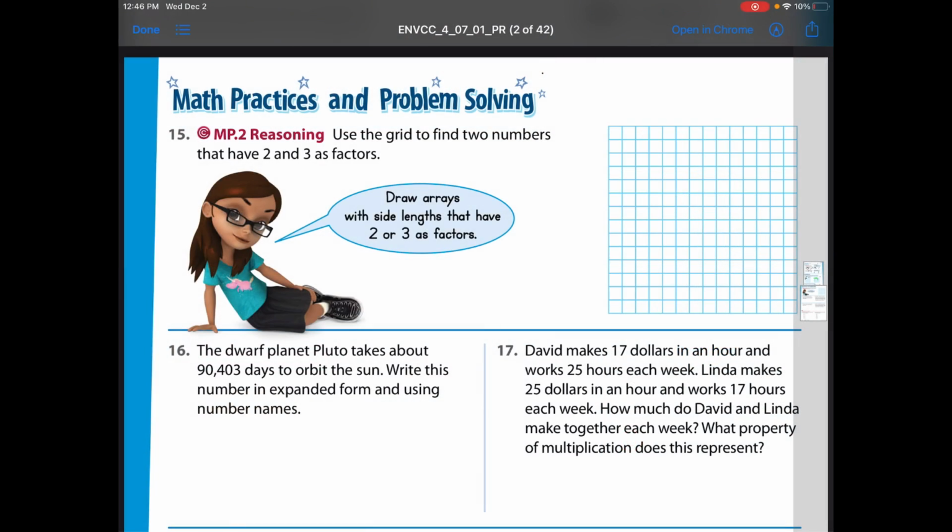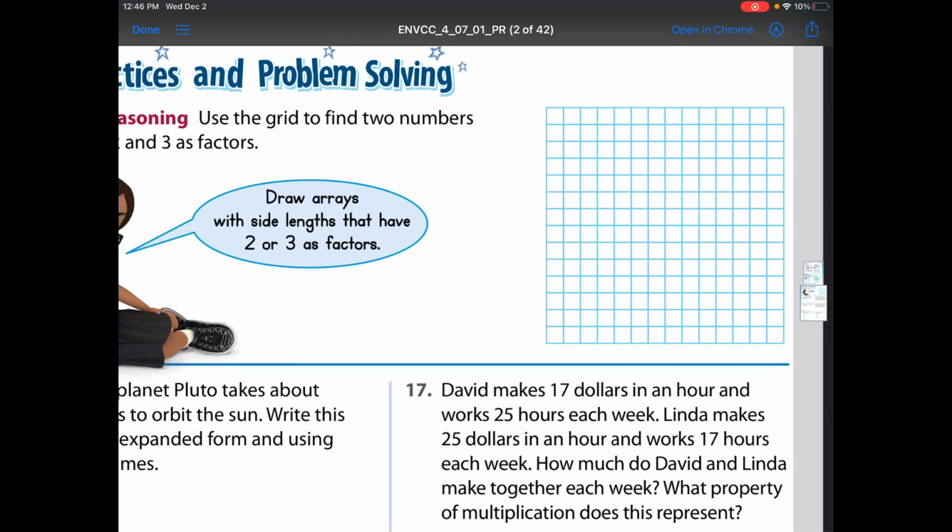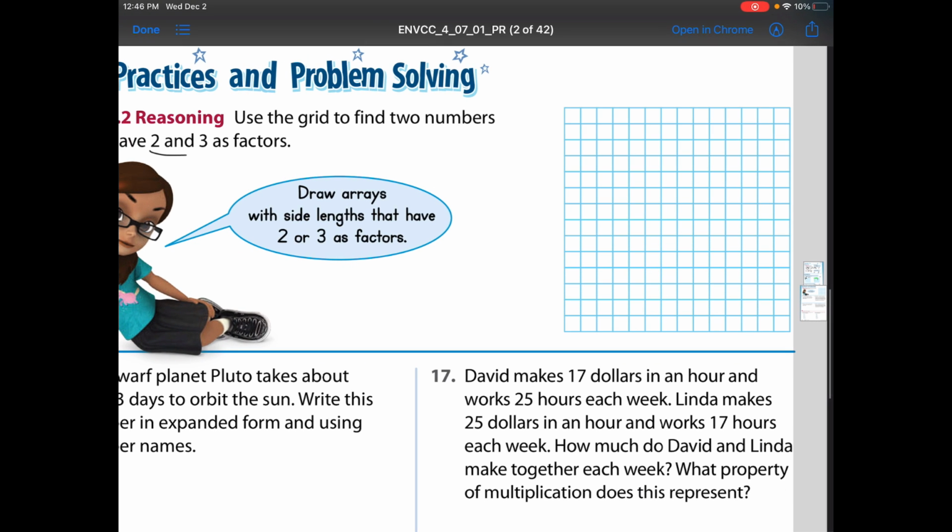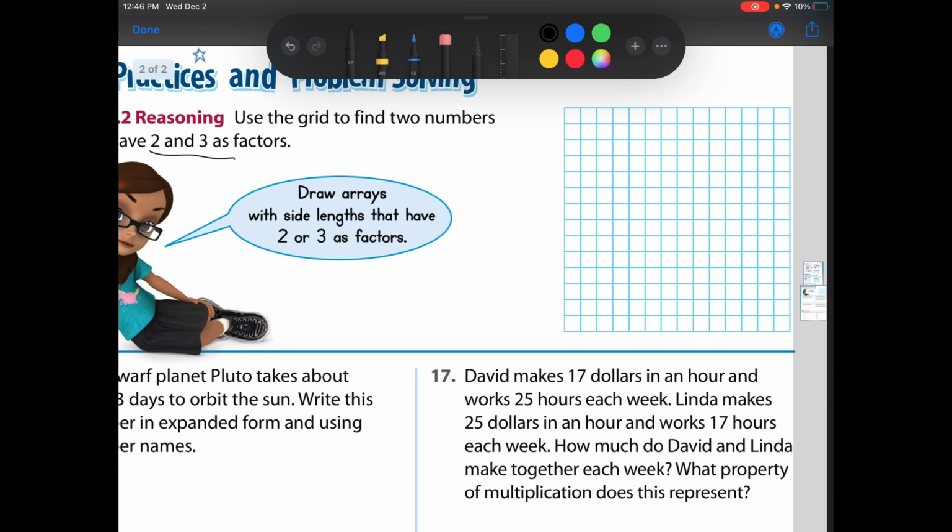So now we're on the next page, which has the more challenging word problems. Number 15 is asking us to use this grid to find two numbers that have 2 and 3 as factors. And if we get stuck, they give us this little hint that says draw arrays with side lengths that have 2 or 3 as factors. So if nothing else, I'm going to start with that.